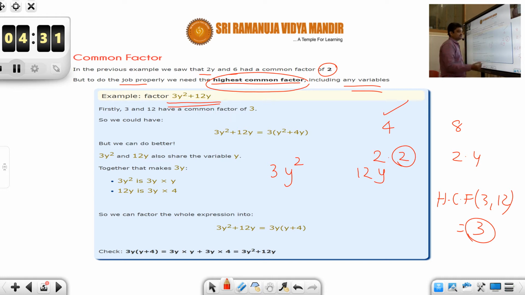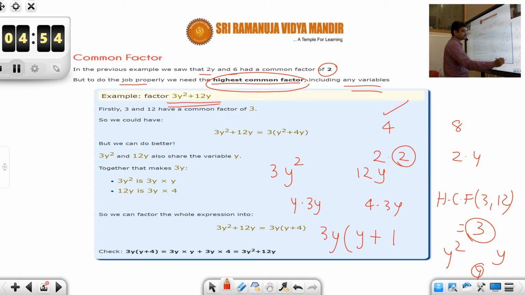And what about the variables? In the first term it is y square and in the second term it is y. What is the common term you can observe in these variables? That is y. So hence 3 times y will be taken as common. We can write this as y into 3y and this as 4 into 3y. So take out 3y as common. You will be left with y plus 4.